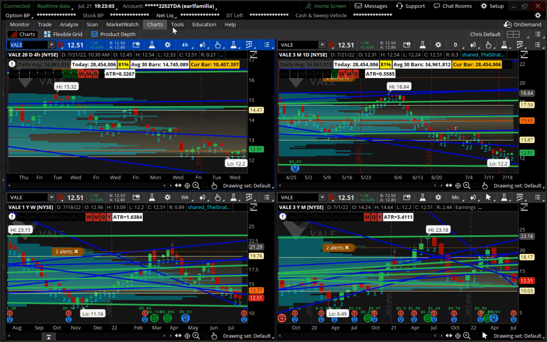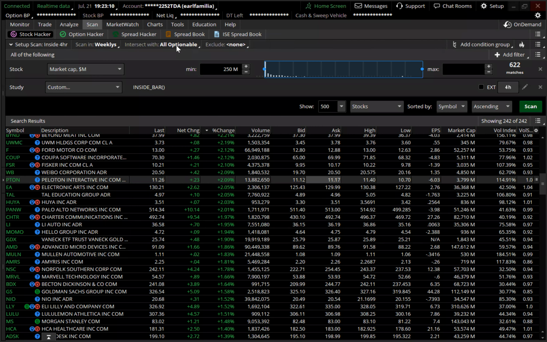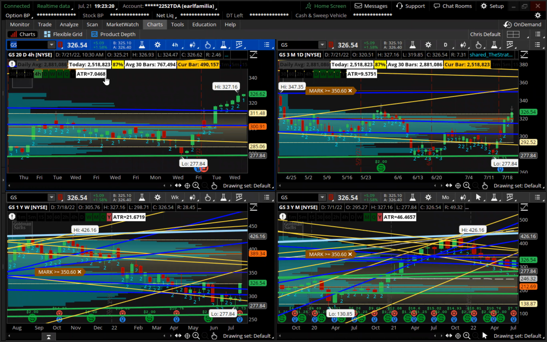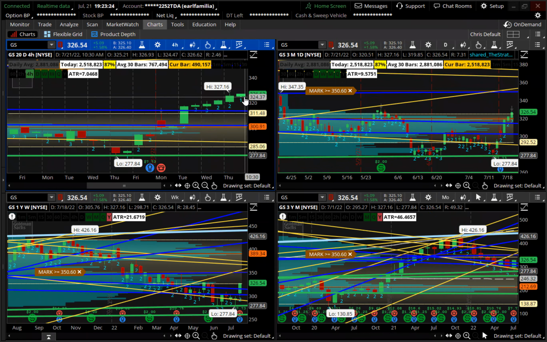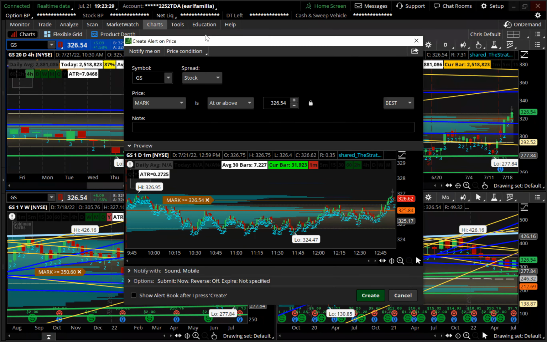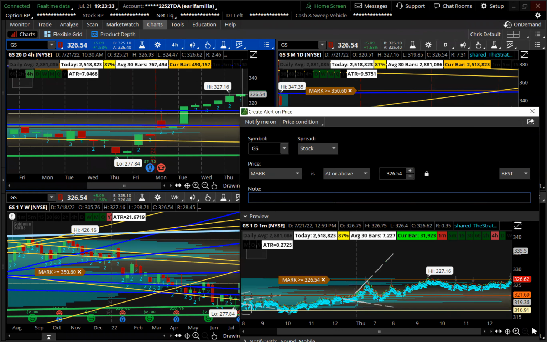Vale's got continuity issues, and just going off of everything else we've been looking at, I don't want to play nothing in continuity issues. We got a lot of good stuff out here. So like this Goldman Sachs, beautiful. That is beautiful. Like, I'm from Memphis. That's beautiful.